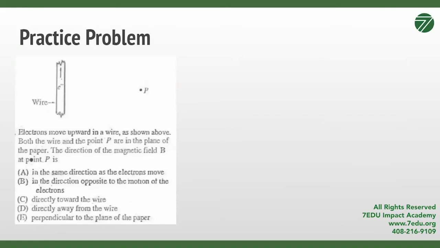So like this one, electrons are moving in a wire, they're moving upward. And so this is kind of a trick question, because the electrons are moving upwards, so that means that the current is pointed downward. And so we use the right-hand rule to determine that the magnetic field would be coming out of the page, which would be perpendicular to the plane of the paper. So that's the answer for that one.